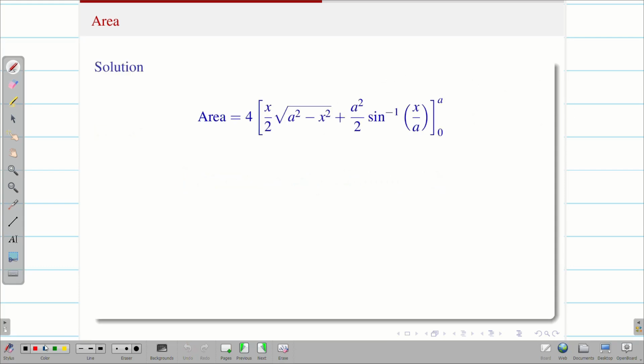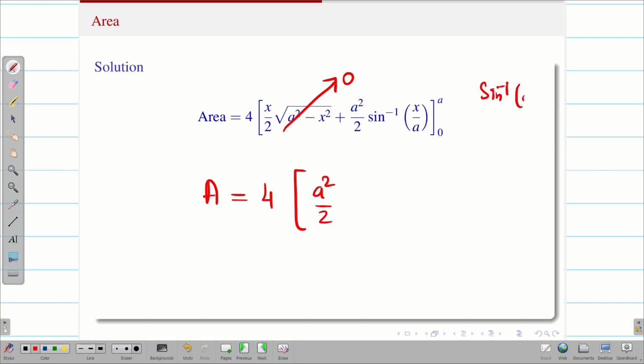Now we want to substitute the upper and lower limit. When you substitute the upper limit, here you can see a square minus a square will become 0. When you substitute the lower limit, here x is there. So 0 into anything is 0. In both the cases, this term is getting 0. So my area is going to be 4 times a square by 2.